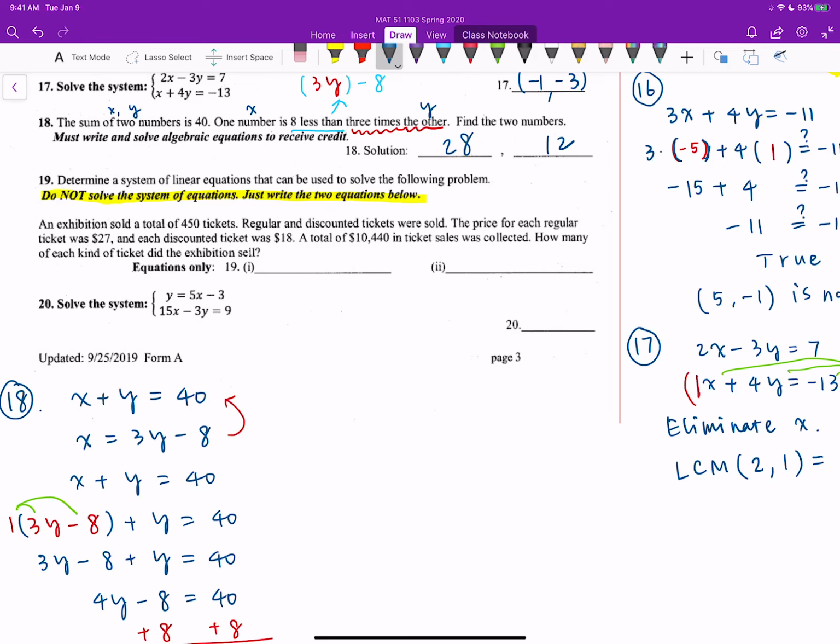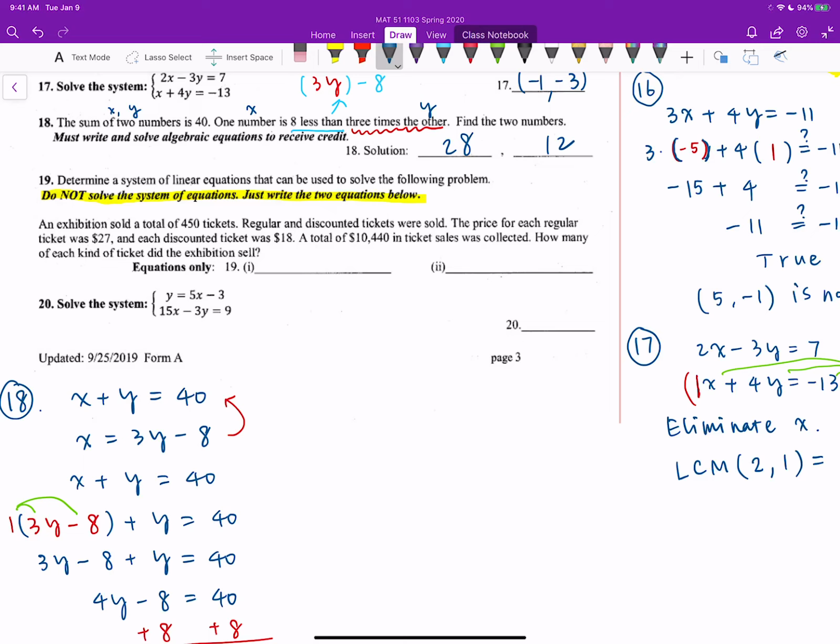Let's read the problem. An exhibition sold a total of 450 tickets. Regular and discounted tickets were sold. The price for each regular ticket was $27, and each discounted ticket was $18. A total of $10,440 in ticket sales was collected. How many of each kind of ticket did the exhibition sell?